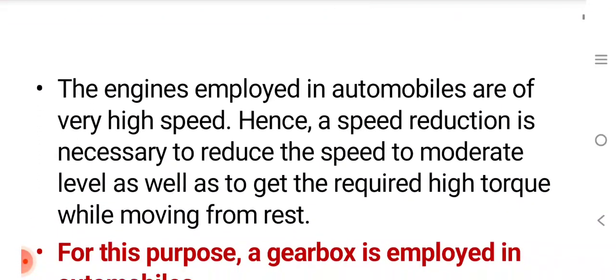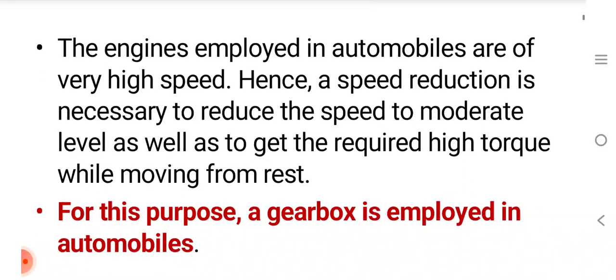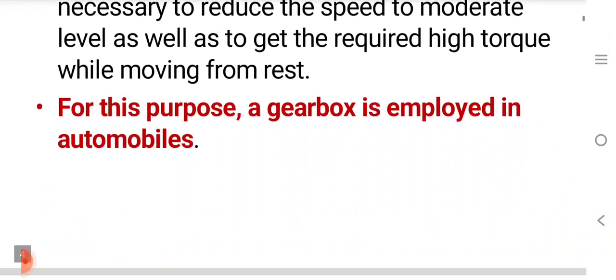Introduction about gearbox. The engines employed in automobiles are of very high speed. Hence, a speed reduction is necessary to reduce the speed to a moderate level, as well as to get the required high torque while moving from rest. For this purpose, a gearbox is employed in automobiles.